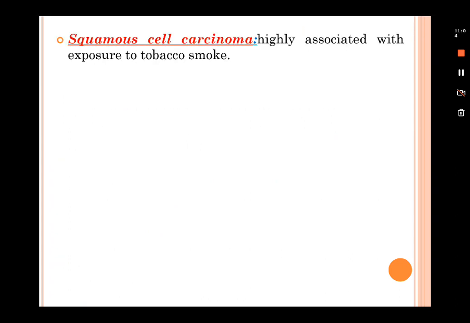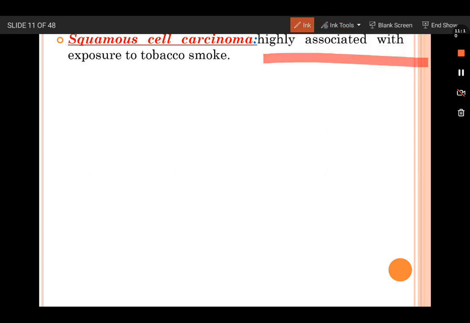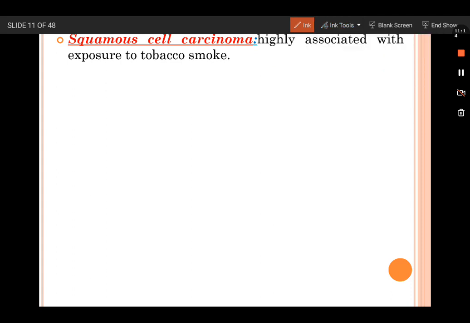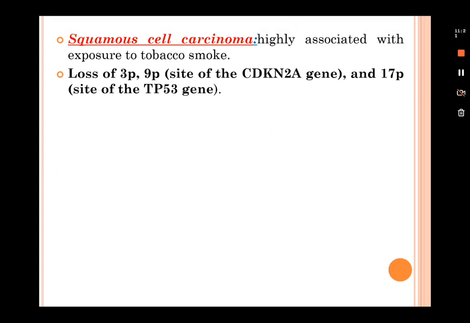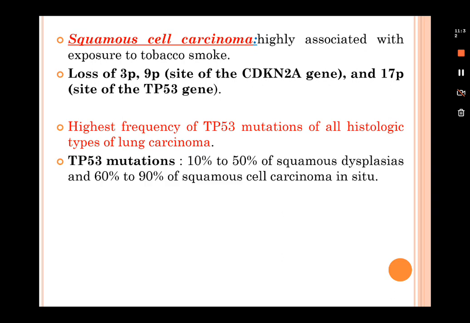Next we have squamous cell carcinoma. It is the one that is most highly associated with tobacco smoking. Here the mutations are loss of 3p, 9p and 17p. It has the highest frequency of TP53 mutations of all the histological types.